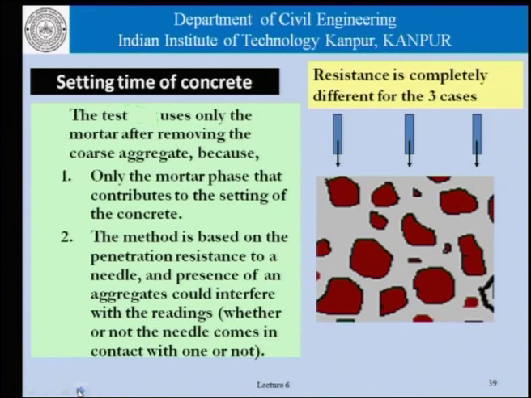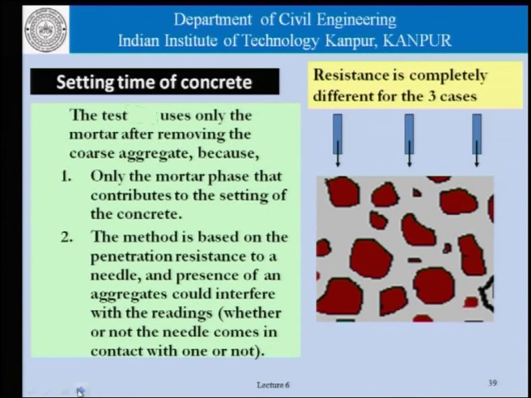So, if there is a needle here and we have a coarse aggregate sitting very close to the surface, or the coarse aggregate is sitting somewhere here which is away from the surface, the readings in these three cases will be quite different. So, in order to make sure that the readings that we get are independent of the position of the coarse aggregate within the mass, we remove the coarse aggregate.